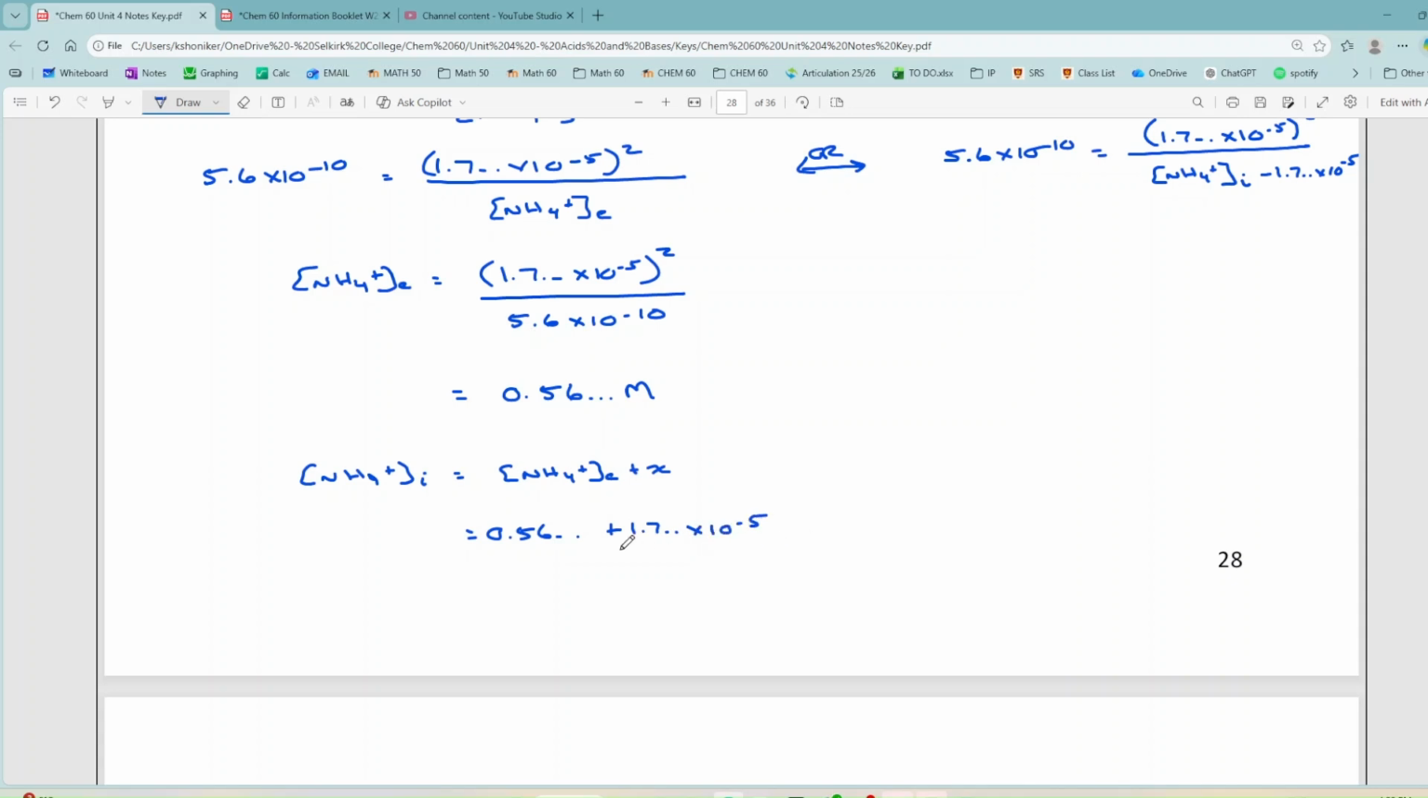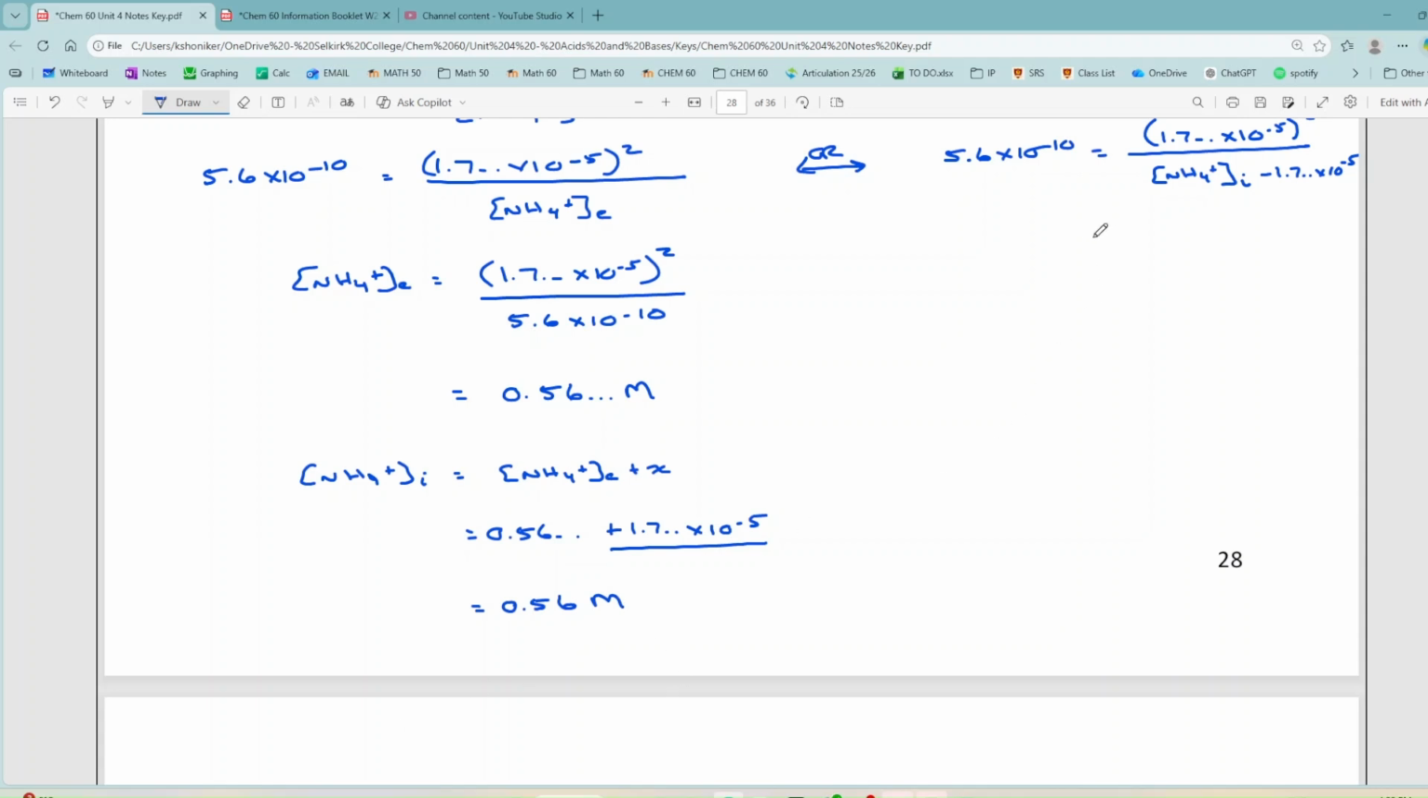Now, this is where we talk about negligible. Watch what happens when you plug this into your calculator. So I've got 0.56 plus that recall A, and it still gives me 0.56. Nothing's going to change because this amount that it decreased by is so negligible that it stays the same.